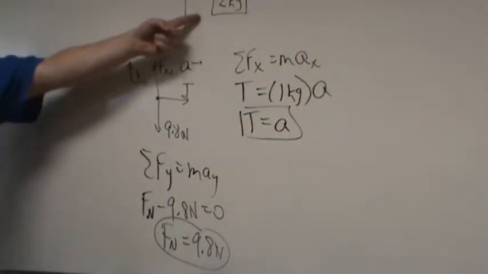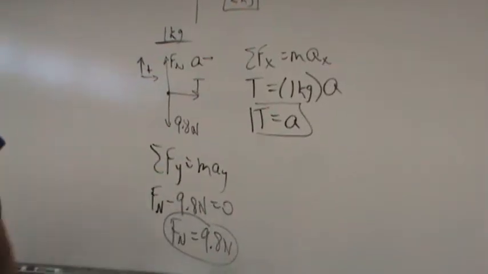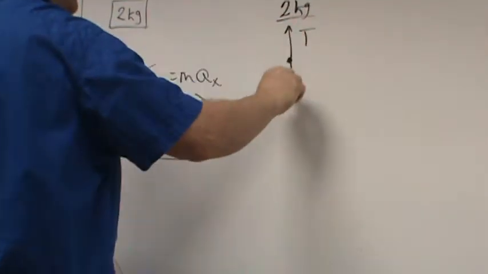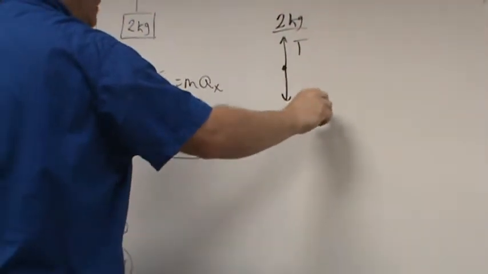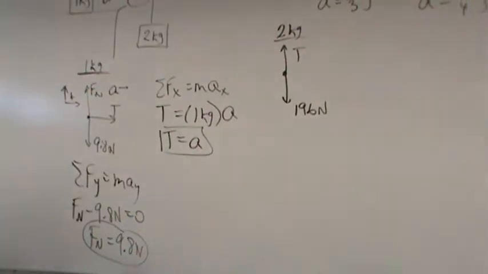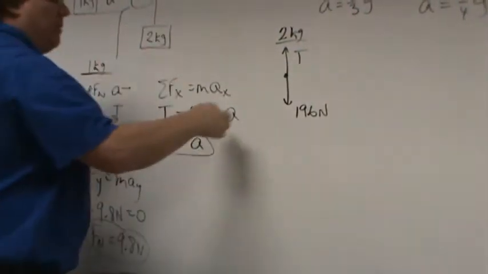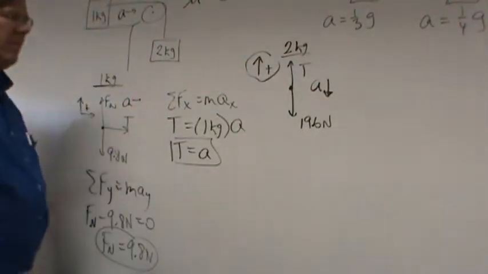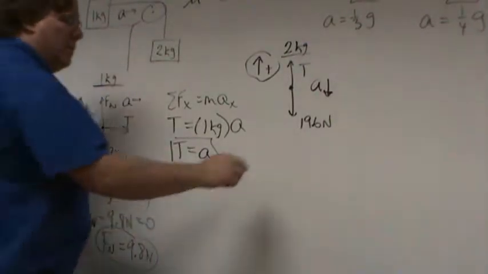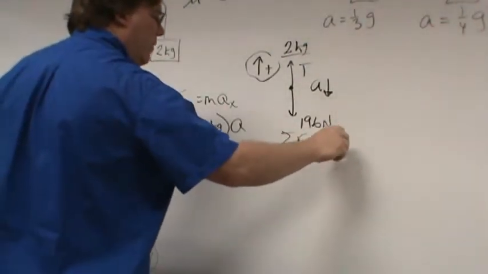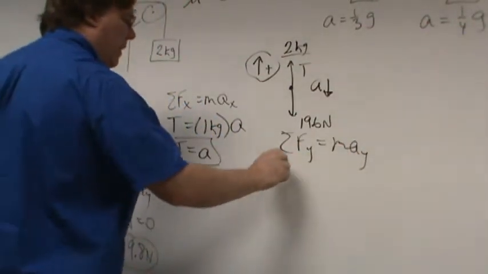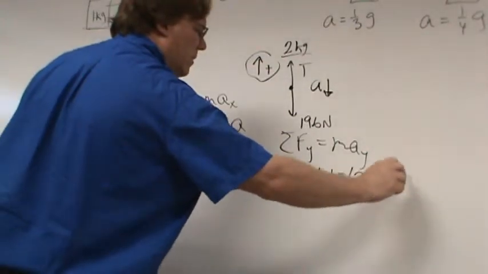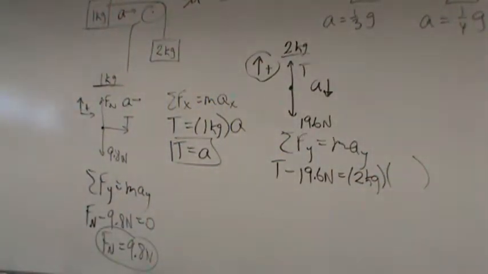Now I'm going to do a free body diagram of the 2 kilogram mass. Oh, I shouldn't go so low, sorry about that. Here's the 2 kilogram mass. Free body diagram, tension up, 19.6 newtons down because it's a 2 kilogram mass. And the acceleration is downward. And I'm going to define up as positive. So when I do sum of the forces in the y direction equals m a y, I got tension minus 19.6 newtons equals 2 kilograms times, I'm going to get a drink of water.